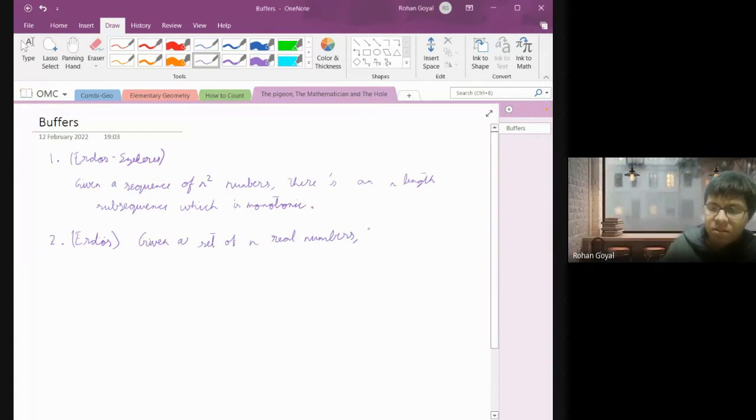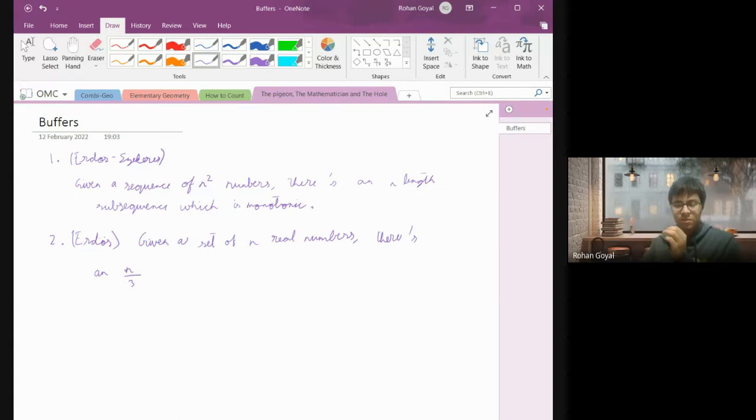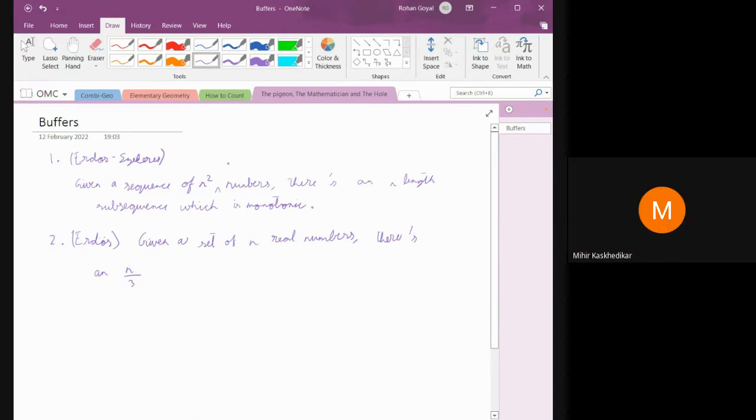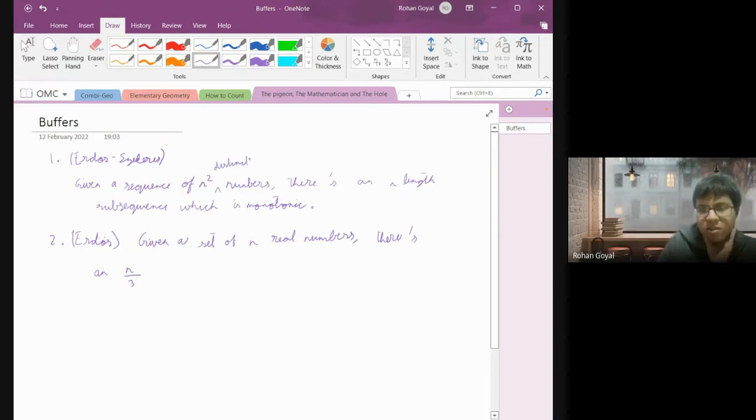Given a set of n real numbers, there's an n by 3 sum-free set. What you have to prove in the first problem: if you have any n square sequence, there is an n-size subsequence which is monotonic, completely increasing or completely decreasing. Let's say distinct, it is n square plus 1, right? N square is okay.